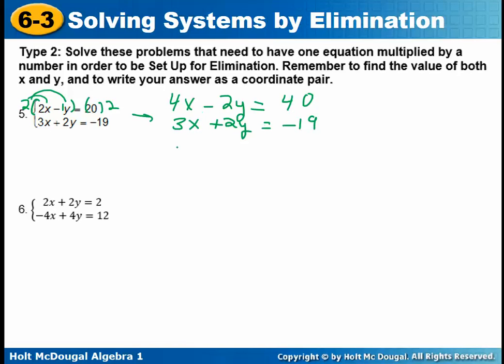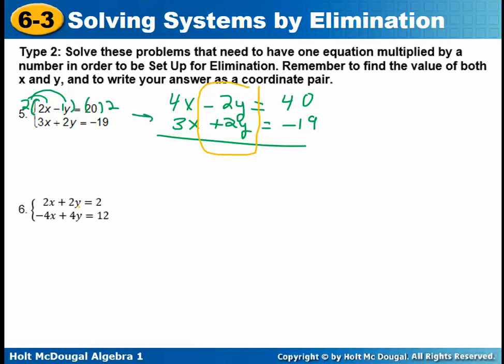Now that I have this set up for elimination, I can just add these two equations together. I have a negative 2y and a plus 2y, so they will eliminate, and I'll end up with 7x plus 0. So 7x equals, and then you have to take 40 minus 19 and see what you get.